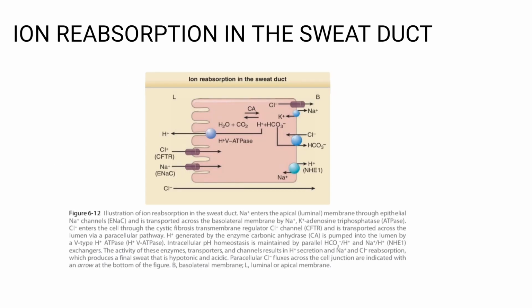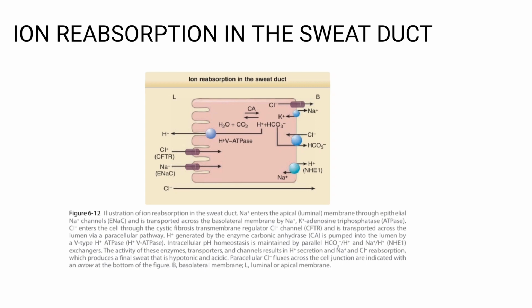Ion reabsorption in the sweat duct. The left hand side shows the luminal part and the right hand side is the basolateral part. Firstly, in the ion reabsorption of the sweat duct, sodium enters the cell from the apical side via epithelial sodium channels, and chloride enters the cell via the cystic fibrosis transmembrane regulator chloride channel and is transported across the luminal side via a paracellular pathway. This is the lower one, which shows the paracellular pathway.